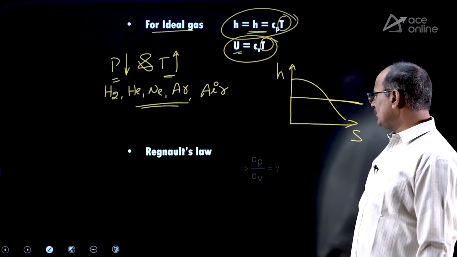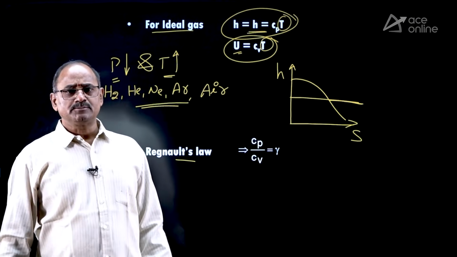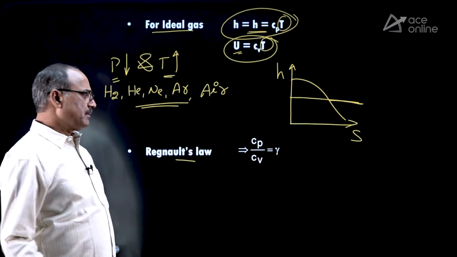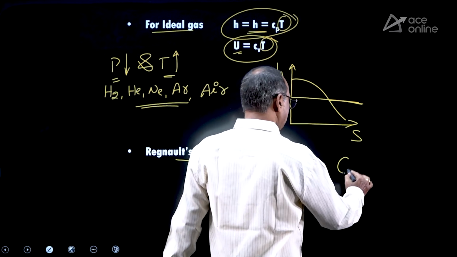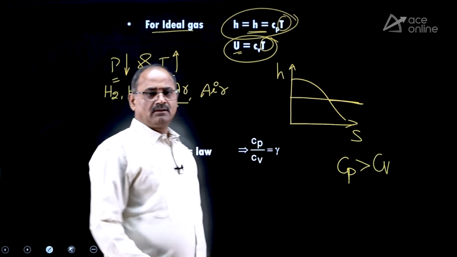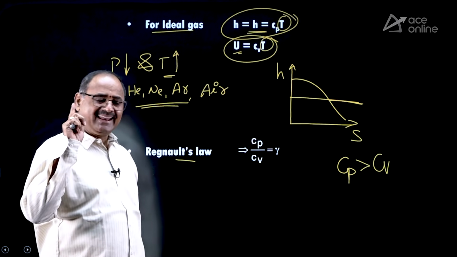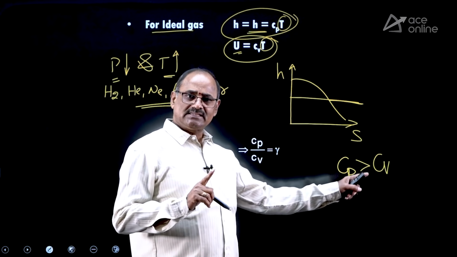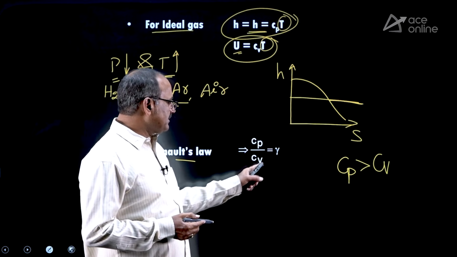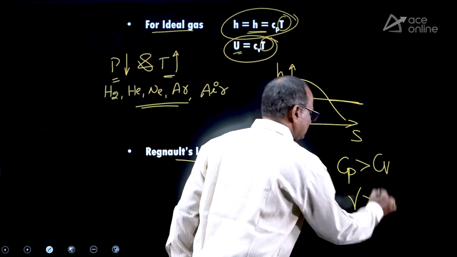Similarly, look at another important point, Regnault's law. Regnault's law states that the ratio between the two specific heats, namely Cp and Cv, remains constant. Remember, the Cp is always more than Cv for any gas. For both solids and liquids, Cp equal to Cv. But for any gas, Cp is always more than Cv. Since Cp is always more than Cv, Cp by Cv is gamma, called adiabatic index. That gamma is always more than 1.